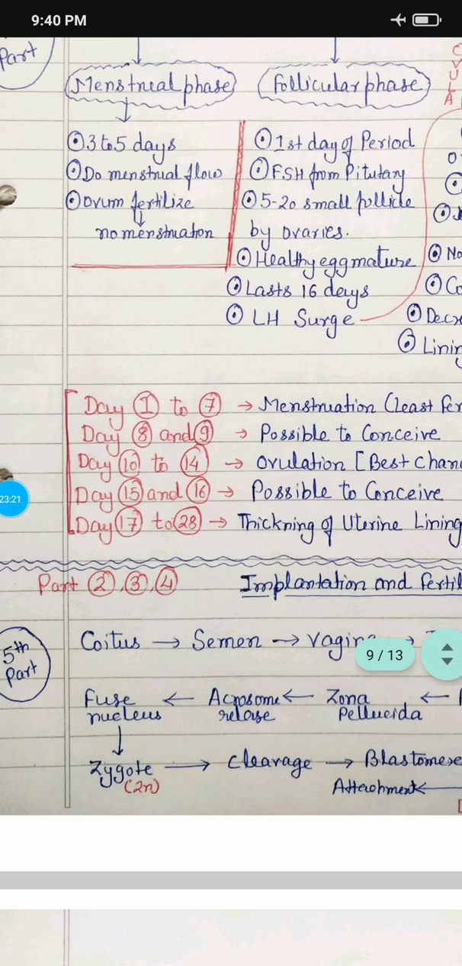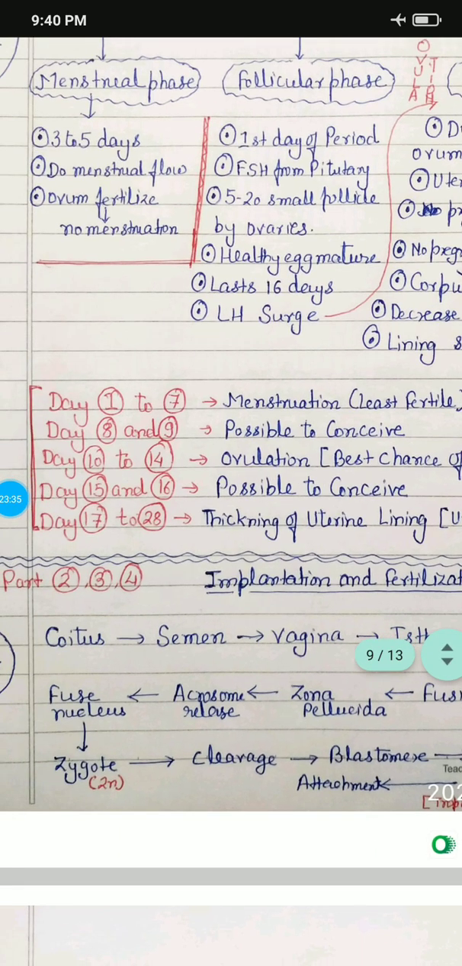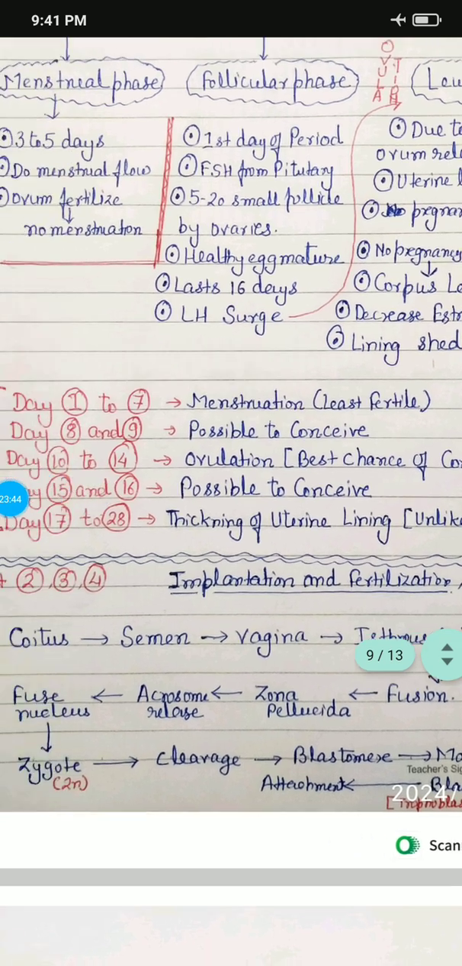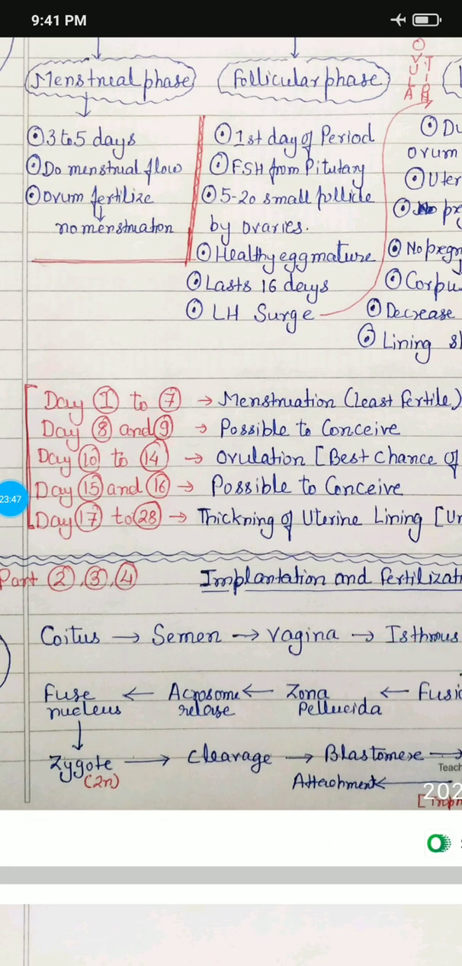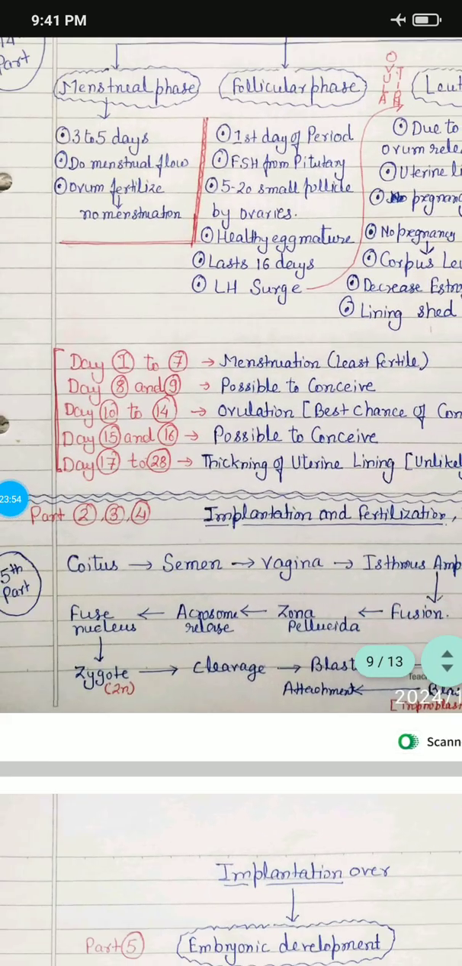During these things, I will have to show you the full menstrual cycle, because sometimes the question arises in a circular, cyclic manner. So what will happen at that time? In day 1 to 7, menstruation will happen. Very least fertility is there. Day 8 and 9, possible to conceive. Day 10 to 14, ovulation takes place, best chance of conception. Day 15 to 16, possible to conceive. And day 17 to 28, the wall becomes thick and they are unlikely to conceive.